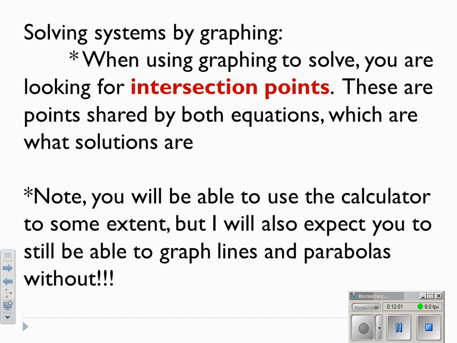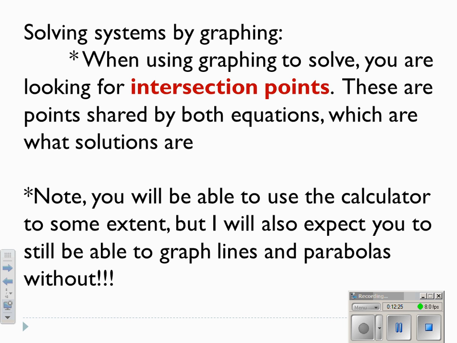You're going to be able to use the calculator to some extent, but I am expecting you to still be able to graph lines and parabolas without it. So you might need to review or ask a couple questions if you're not sure how to get equations into y equals mx plus b form, or if you have forgotten how to graph a parabola, the ones with the x squared term in them.